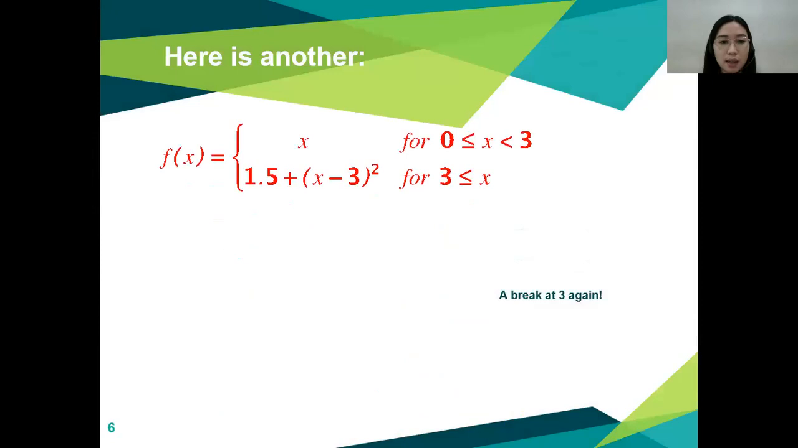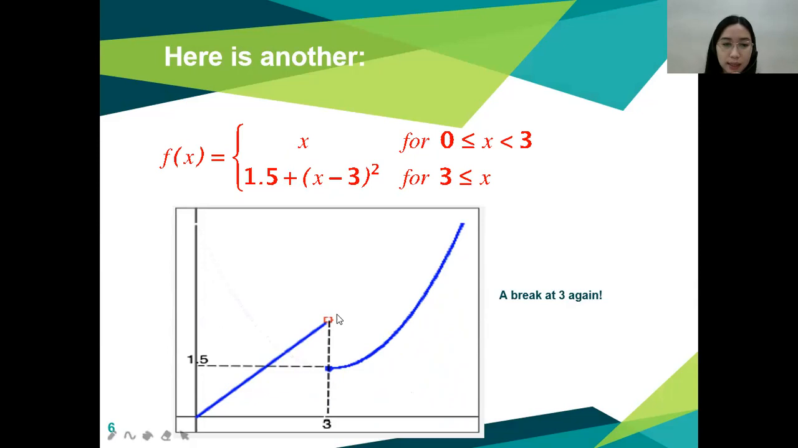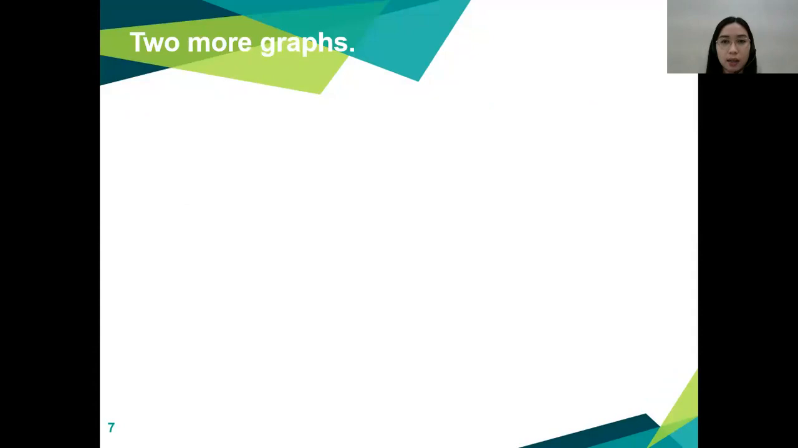So, here is another graph, a function f of x with x for 0 less than or equal to x less than 3, and 1.5 plus the quantity of x minus 3 squared for 3 less than or equal to x. If we graph it, there is a hole here, and there is also a discontinued line, from this point to this point. So it breaks again at 3. There is a break, so it is non-continuous, or it cannot be called a continuous function.